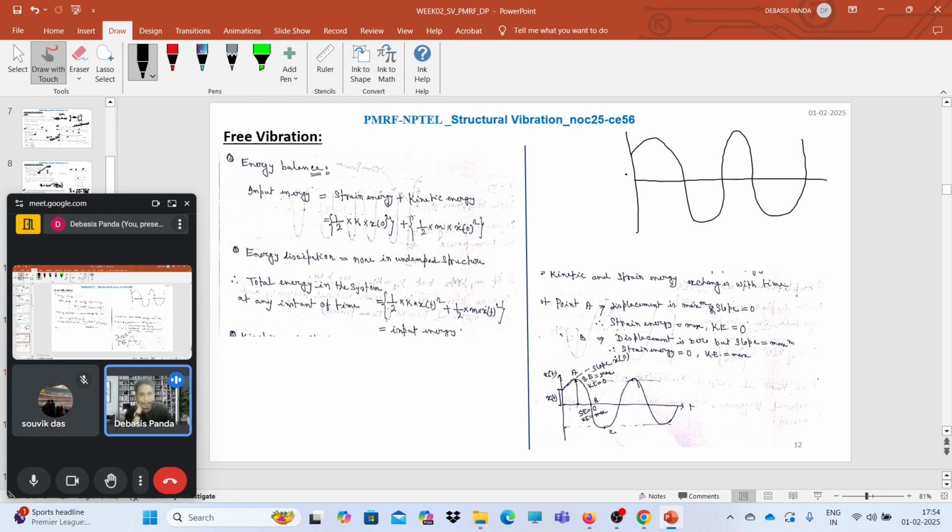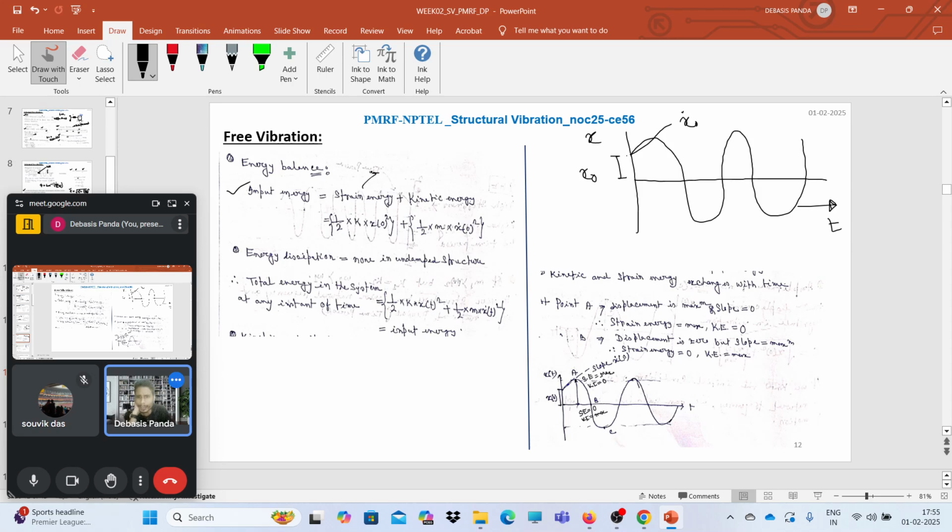Okay, so let's say for a vibration system we provide some initial displacement x naught, and we also provide some initial velocity x dot naught. Now for this system, how is the total input energy actually balanced? We will see the phenomenon. The total input energy is nothing but the strain energy plus the kinetic energy.